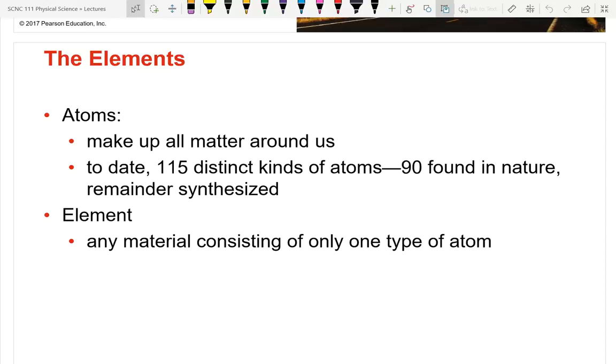Fermium for Enrico Fermi, mendelevium. This is Mendeleev. It's called the Mendeleevian periodic table. Mendeleev is the person who came up with this organization, so that's why it was named after him. Nobelium for Alfred Nobel. What's Alfred Nobel? Where did he get his money? Do you know?